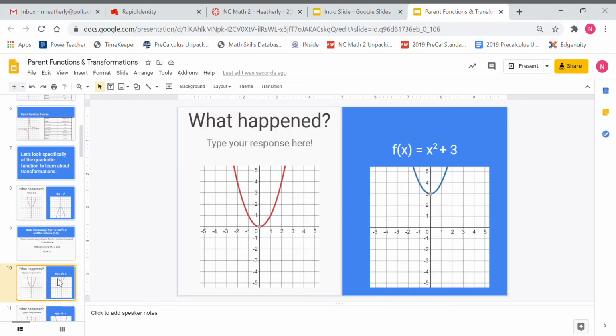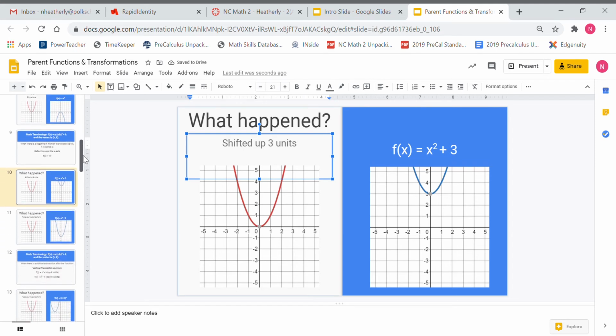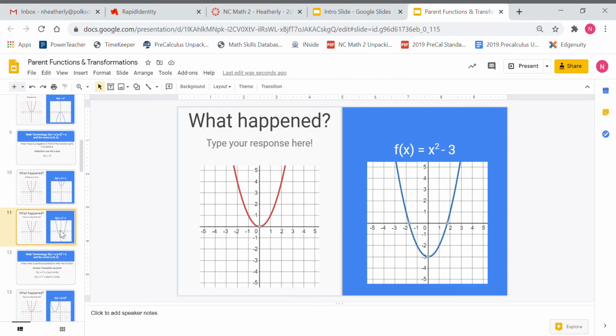If we look here, same thing, we're going to compare the red function to the blue function. We've got x squared and then x squared plus 3. So what happened to that function? Well, it shifted up 3 units. So you can say shifted up 3 units, or you can say it raised 3 units, whatever. Or it slid up 3 units, however you want to write it. It's up to you. We'll talk about the mathematical terminology in a minute.